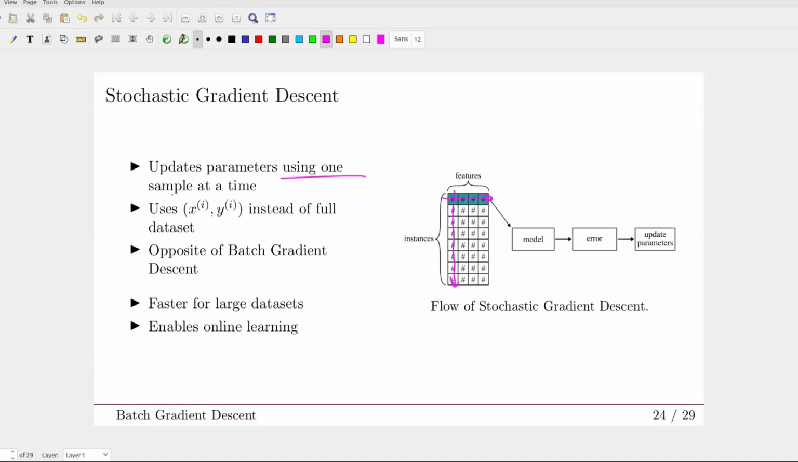Update parameters using one sample at a time. Uses x of i and y of i instead of the full data set. So I just use one instance. And in that sense, it's the opposite of batch gradient descent. Maybe I don't like that.